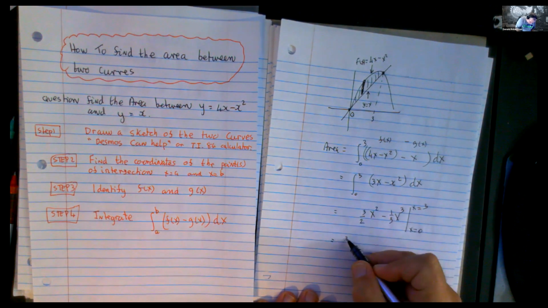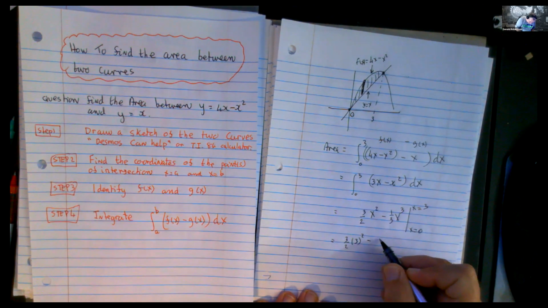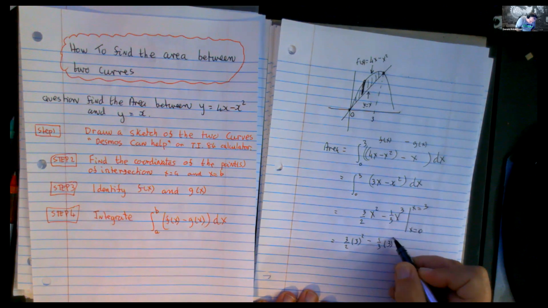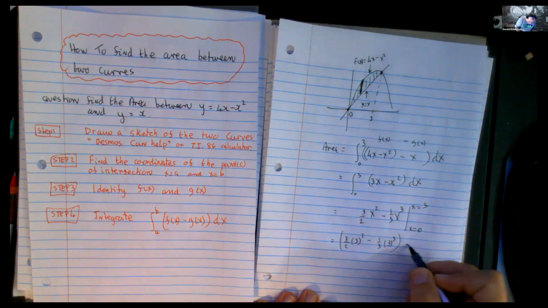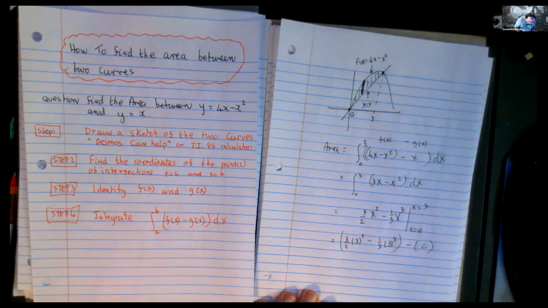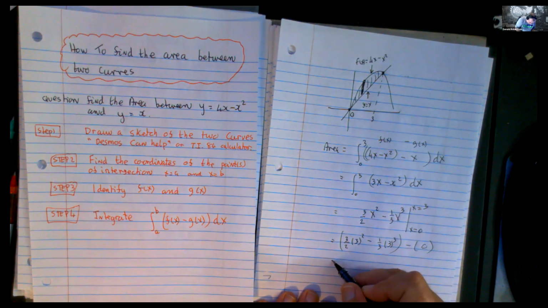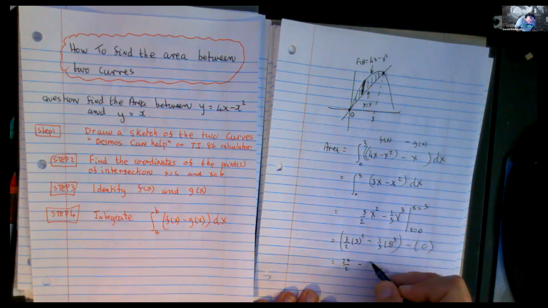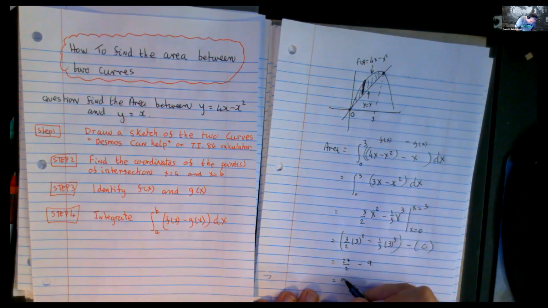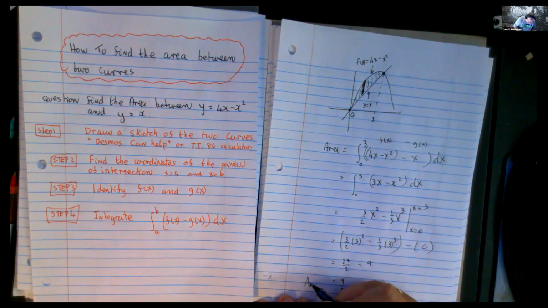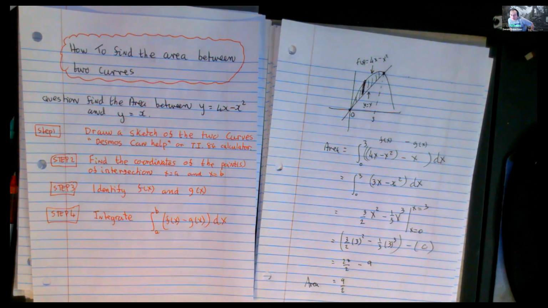So I get 3 over 2 times 3 squared take away 1/3 times 3 cubed. Take away a whole load of nothing, so I'll just write nothing down. That's going to be 27 over 2. Take away 9, which is what, 18 over 2, which leaves me with 9 over 2. So I now have the area between those two curves. It's 4.5 or 9 over 2.